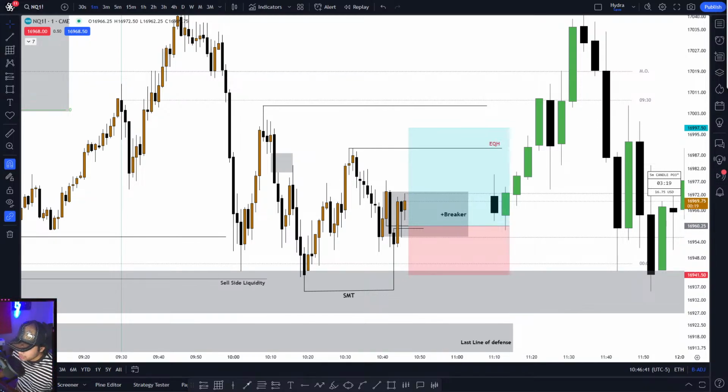So again, I told you guys that this is a model of the breaker. If it was inside my macro 10:50, I would have told you guys, okay, I'm going to demo trade it, take entry down here, but again, it's not inside the macro. So time will have to come first.